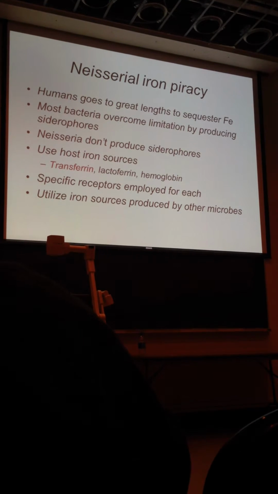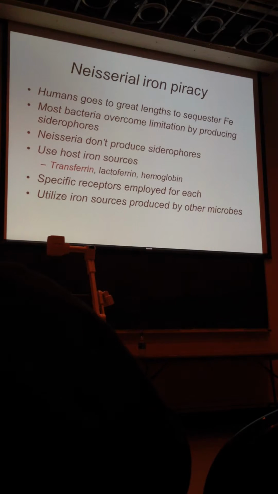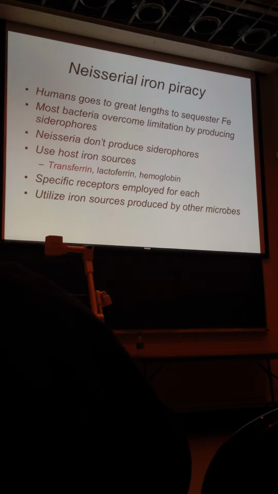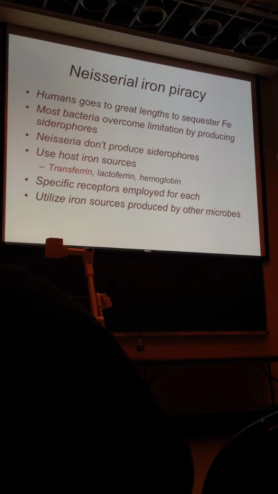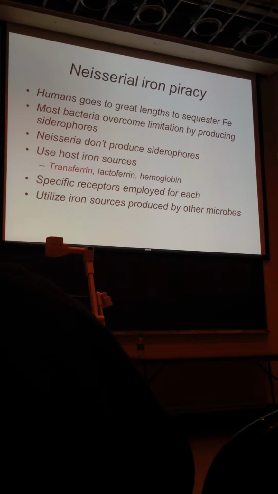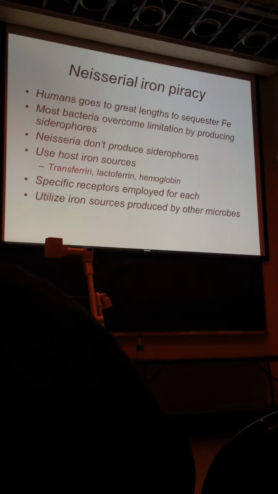The bacteria can use some of these siderophores that are produced by other bacteria. So they don't make anything themselves. They just hijack it from their host. And in fact, we termed this process iron piracy some time ago.